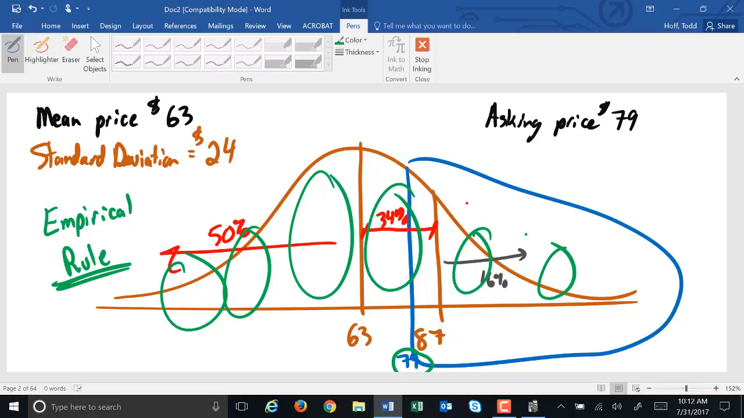This is a good time to take our break, but when we come back from break, we're going to talk about some methods that help us determine if we are between those standard deviations.